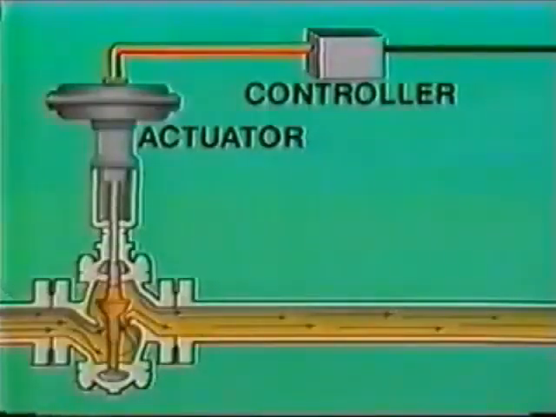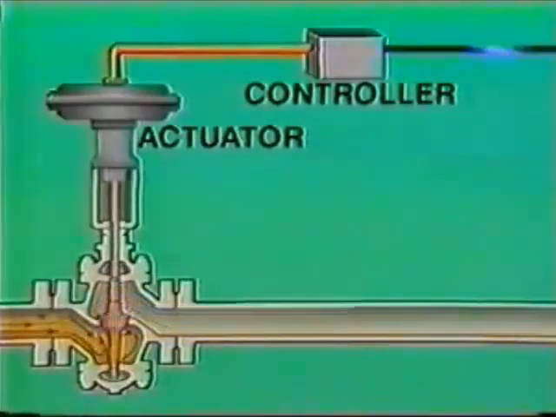The actuator receives commands from a controller telling it how to position the valve. The controller sends signals in the form of compressed air, hydraulic fluid pressure, or electricity that automatically move the valve into the desired position.